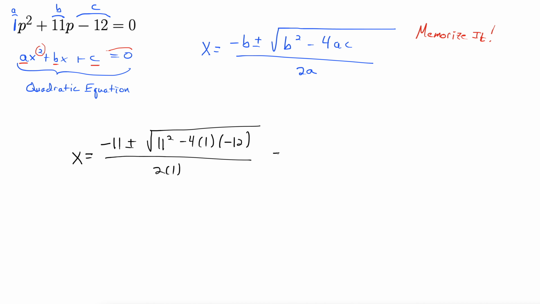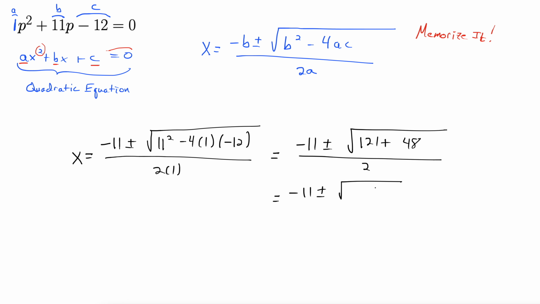Now we just have to simplify this down. Negative 11 plus or minus the square root of 11 squared, that's 121, minus and a minus, minus times minus is a plus, so plus 4 times 12 is 48, all over 2. Negative 11 plus or minus the square root of 121 plus 48, which is 169, all over 2. The square root of 169 is 13, so we have negative 11 plus or minus 13 over 2.